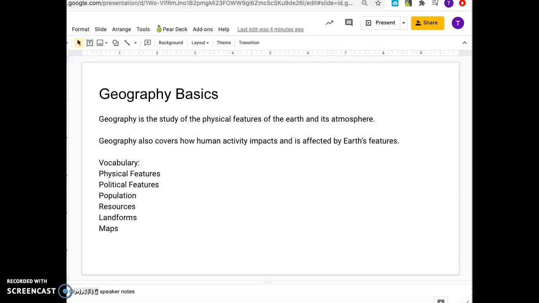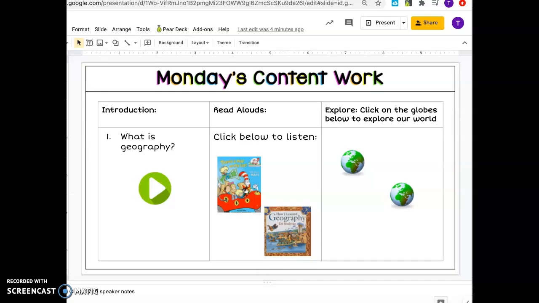And then we're going to talk a lot about maps. Maps show us where things are. And I will explain a lot more about maps on future videos and future days, because you are going to spend a lot of time learning about maps, exploring maps, and creating maps. So let's get to today.